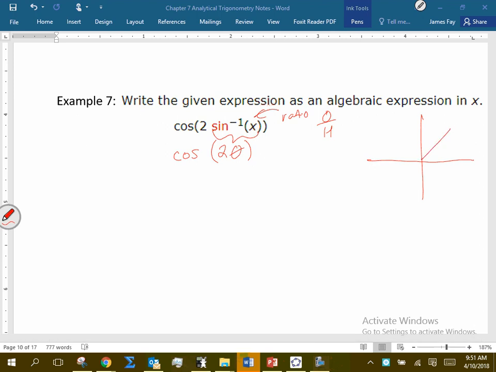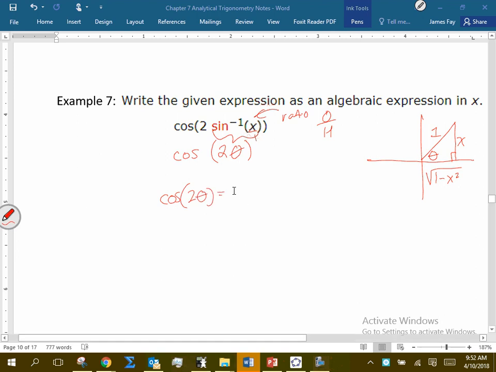So I get my triangle here. Okay? This is x over 1, so opposite is x. Hypotenuse is 1. The Pythagorean theorem is going to tell you that that's the square root of 1 minus x squared, giving us that angle being theta. Okay? So cosine of 2 theta.